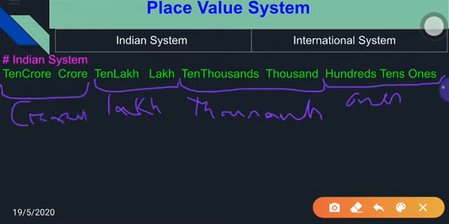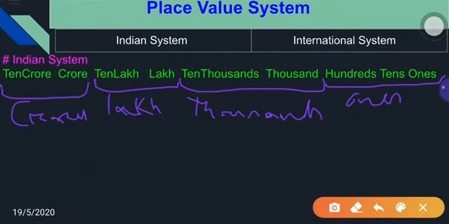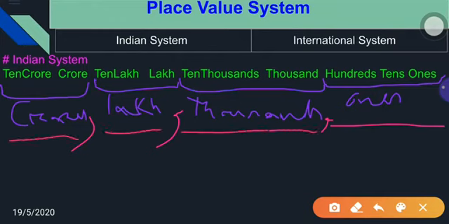While we write a number in the Indian place value system, after each period we have to put the commas. Here before the ones period, before the thousands period, before the lakhs period, we have to put the commas. You can also remember that in the Indian system the first comma goes before 3 digits, and the remaining commas go before every 2 digits.